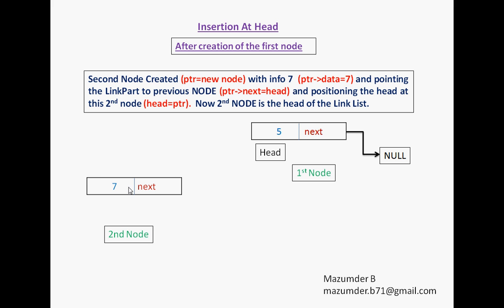Now the next part of the second node will point to the first node, and we will move the head from the first node to the second node. Now the second node will be the head of the linked list. How does it take place? Now pointing the next part of the second node to the first node. Now we are positioning the head of the linked list with the second node. This is how the insertion takes place.